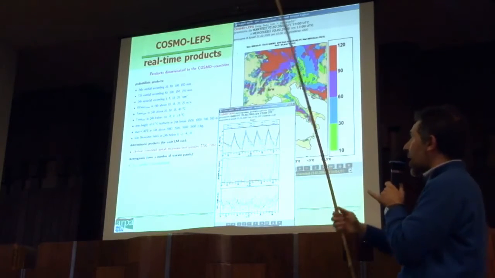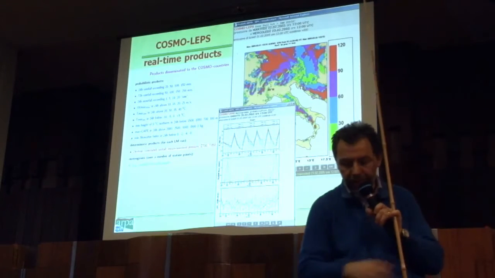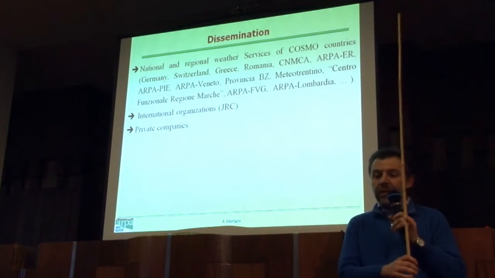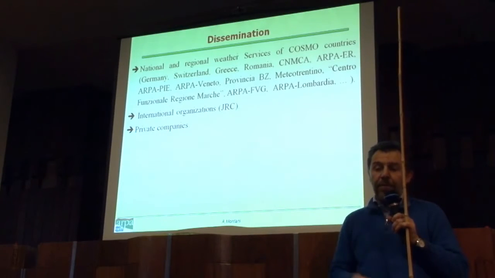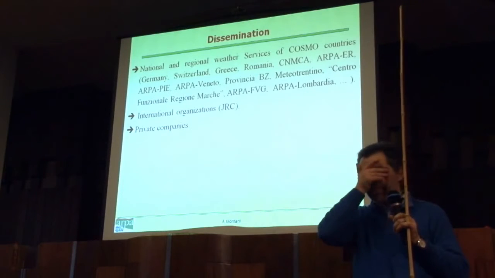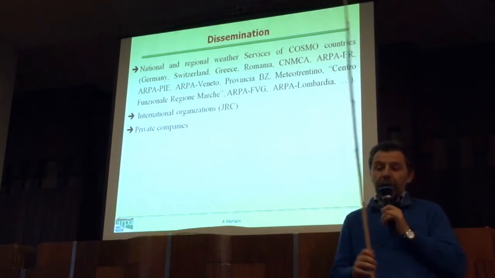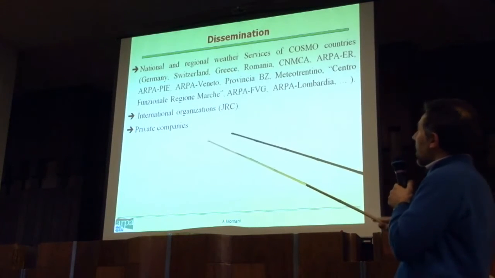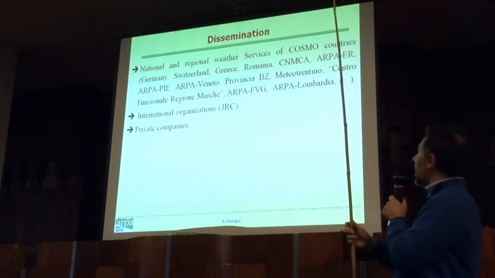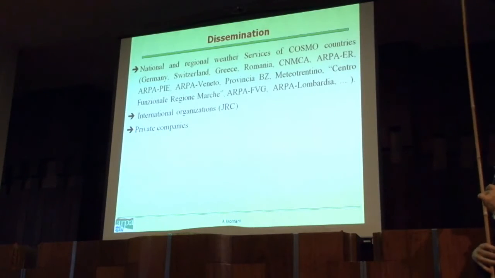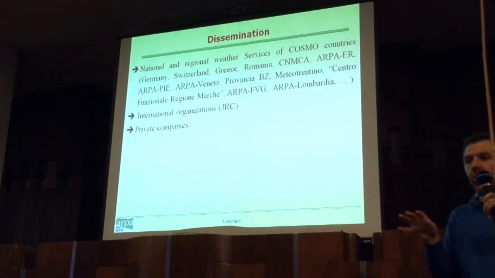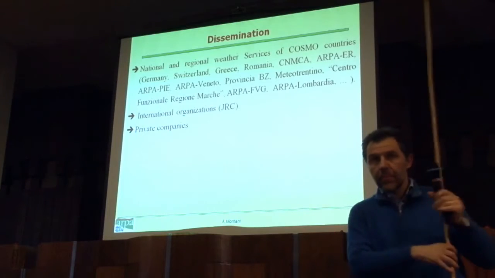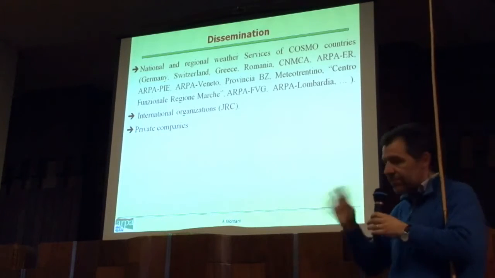And also you can have maps, like probabilities of precipitation above 1 millimeter, or a number of meteograms. But this is a product that we'll see later on today. So the products go to the national and regional services: Germany, Switzerland, Greece, Romania, Rome, Bologna, ARPA Piemonte, ARPA Veneto, Bolzano, Meteo Trentino. I think also ARPA Friuli Venezia Giulia, ARPA Lombardia, international organizations, and private companies. Some regional services also look at the products that are displayed on our web pages. I may have forgotten some regions, but I hope not.